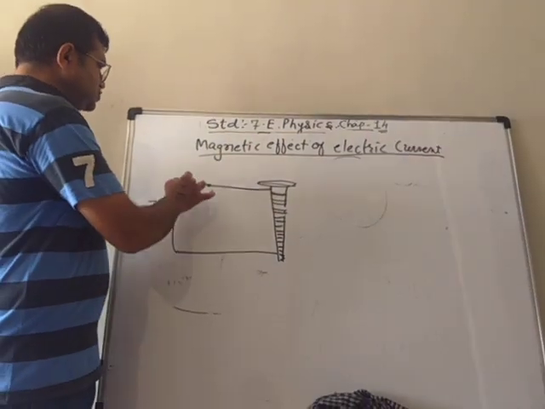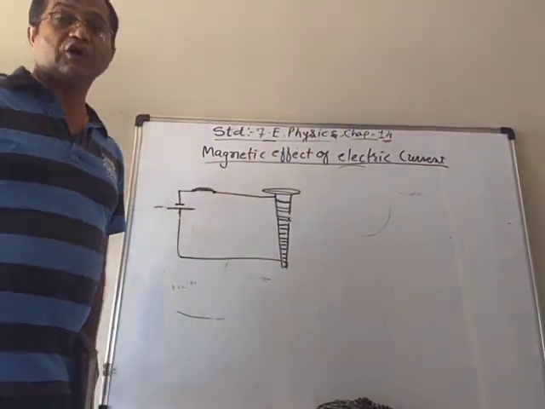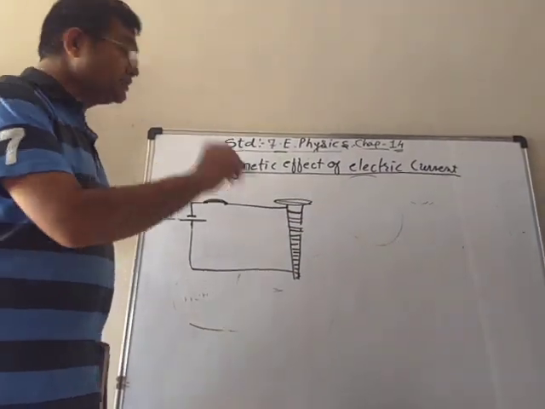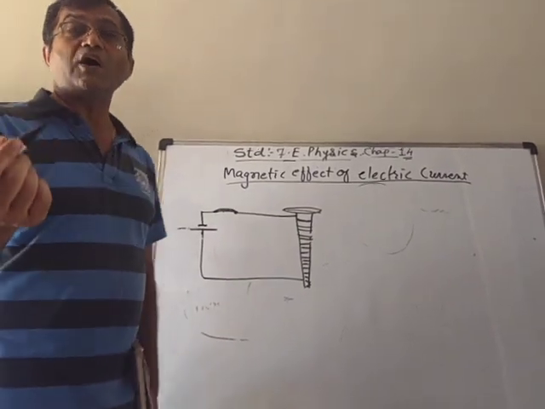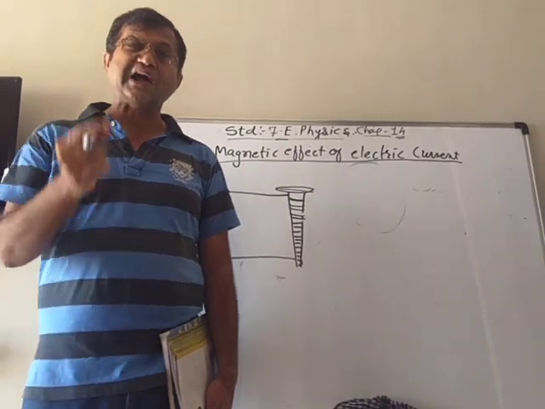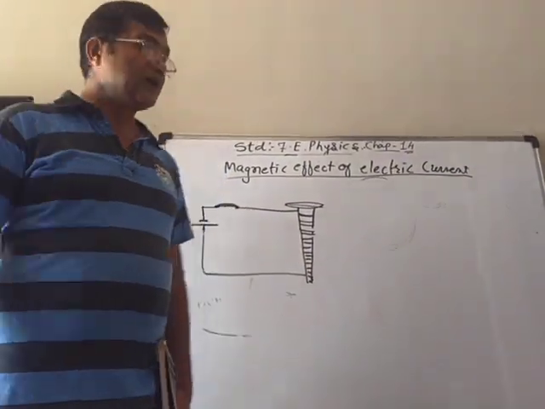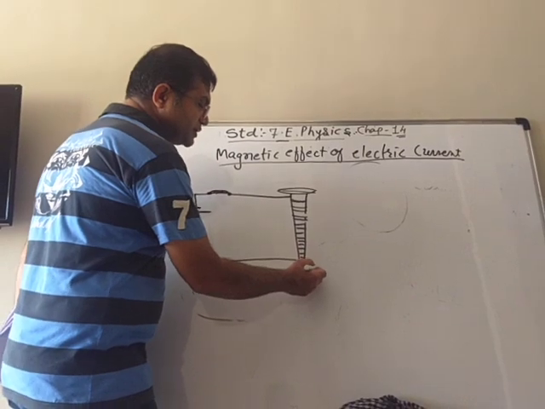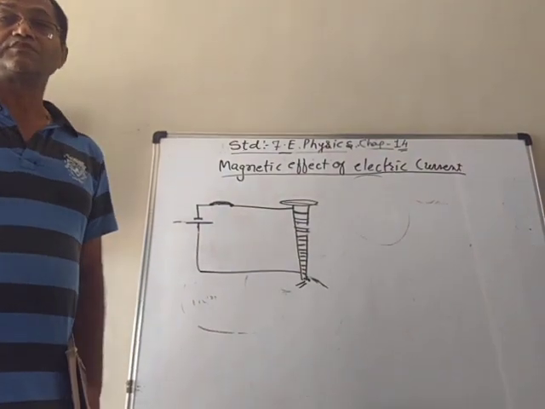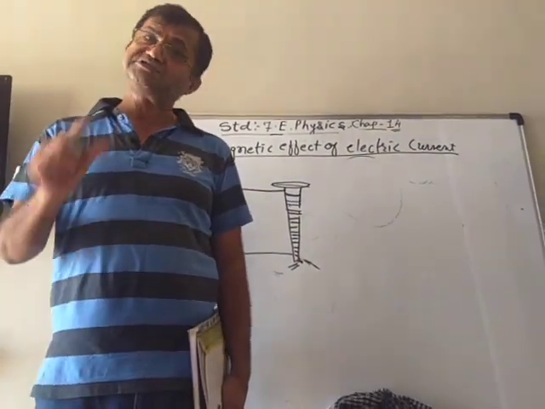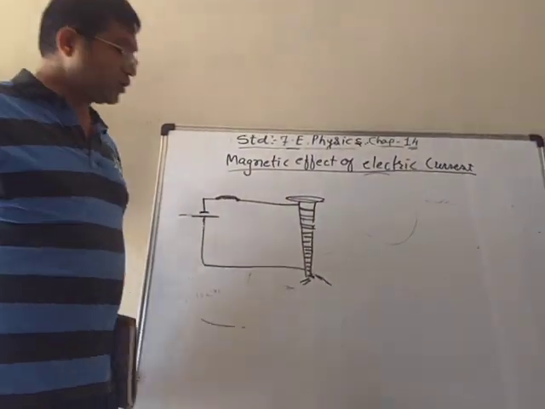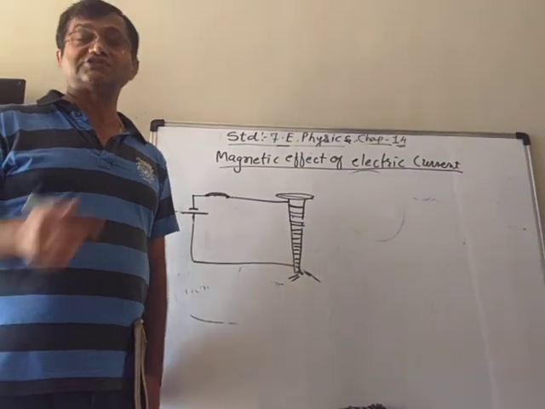Now, as soon as you switch it on, what will happen? The current will pass through it. And at that time, if you bring small pins, I think tacks, small pins, near it, what will happen? The pins will be stuck on the screw. The screw is not a magnet. It is just a normal screw. But as soon as you pass the electric current, those pins will be attracted toward the screw.